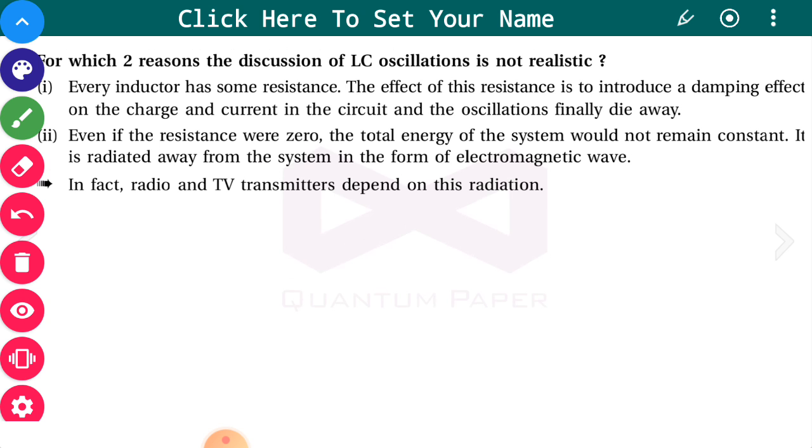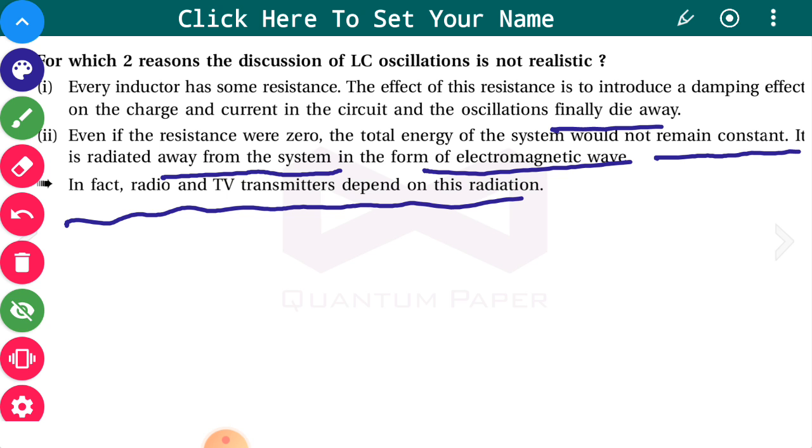What is the cause of that resistance? What will the resistance do? That resistance will finally stop the oscillations of charge. Second, even if the resistance were 0, the total energy of the system would not remain constant. It is radiated away from the system in the form of electromagnetic waves. In fact, radio and TV transmission all depend on this radiation only.